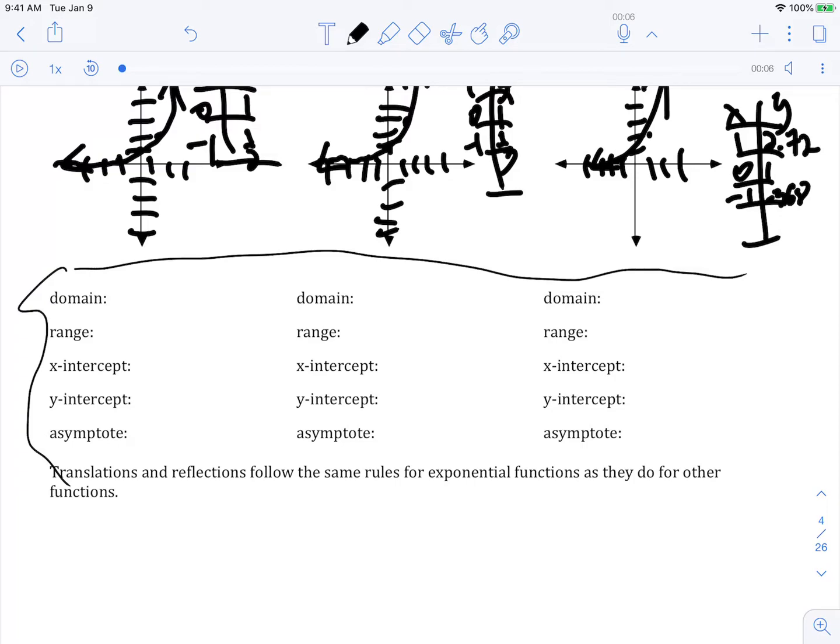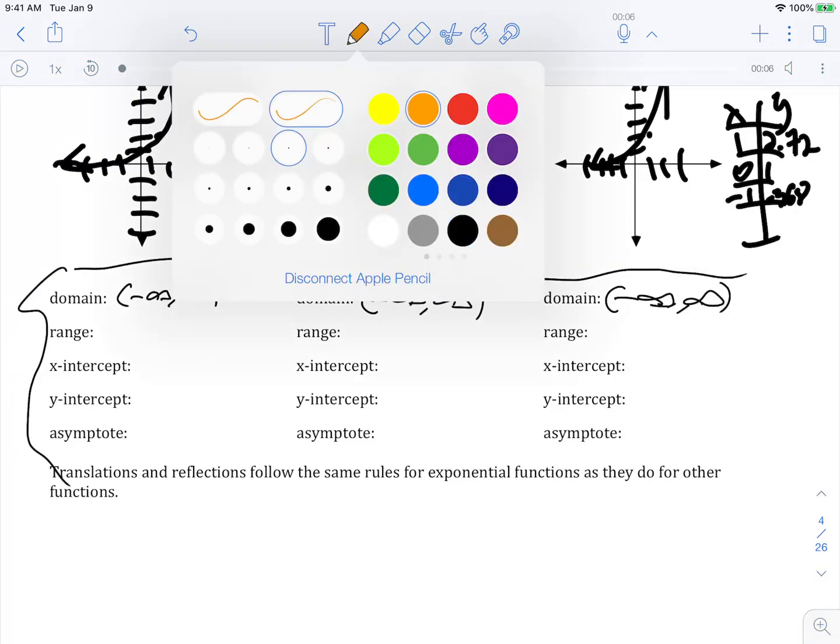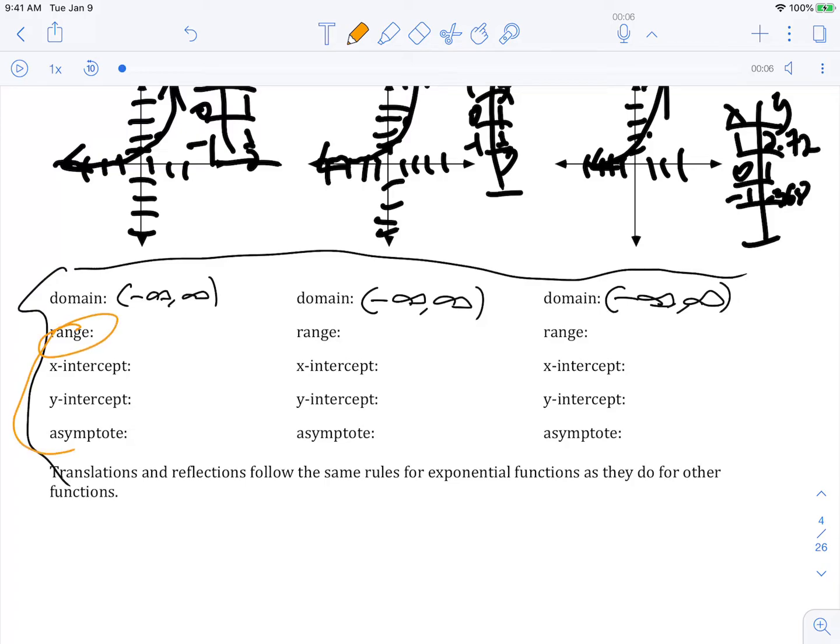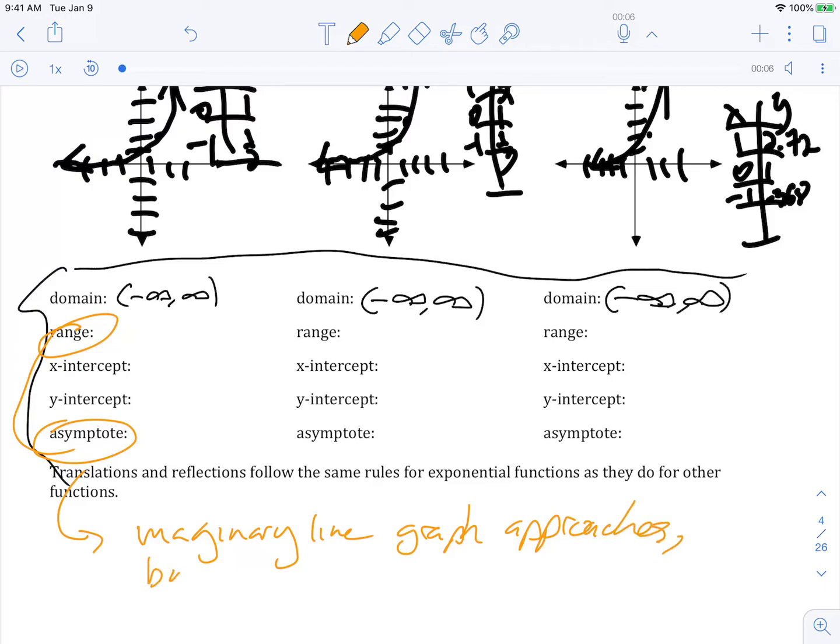So for all exponential functions, the domain is always going to be the same. It's going to be all real numbers, or negative infinity to infinity. Now the range is going to depend on the asymptote. And so the range is closely related to the asymptote. And the asymptote, hopefully as you guys remember, is this imaginary line that the graph approaches but never touches.